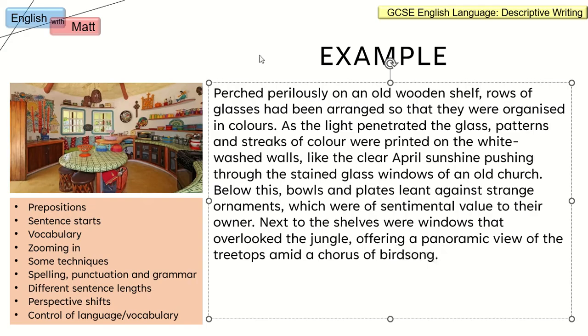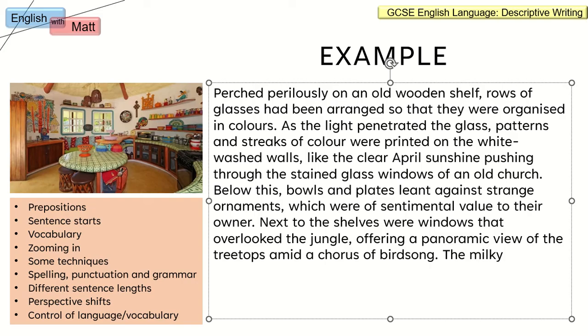So to me, even though we can't really see outside, I imagine this room being out in a tropical jungle almost. This doesn't look like a home in the UK, for example. It looks like it's overseas in the Amazon rainforest or something. So to me, it says it's in quite an exotic, humid, jungle-like place. So that's what I'm going to run with here. So offering a panoramic view of the treetops amid a chorus of birdsong.